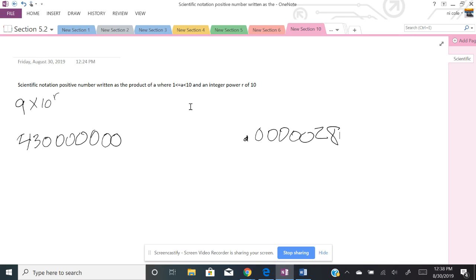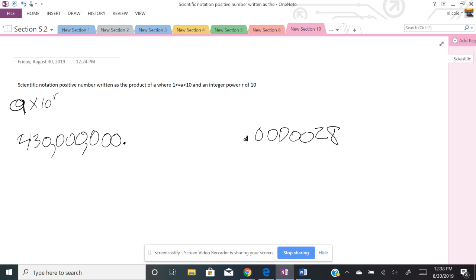Okay. The other thing we have to cover is scientific notation. Scientific notation is a positive number written as the product of A, where 1 is less than or equal to A and less than 10, and an integer power of 10. For the example, that's supposed to be an A times 10 to the R. So you might be given this problem, 430 million, and asked to put it into scientific notation.